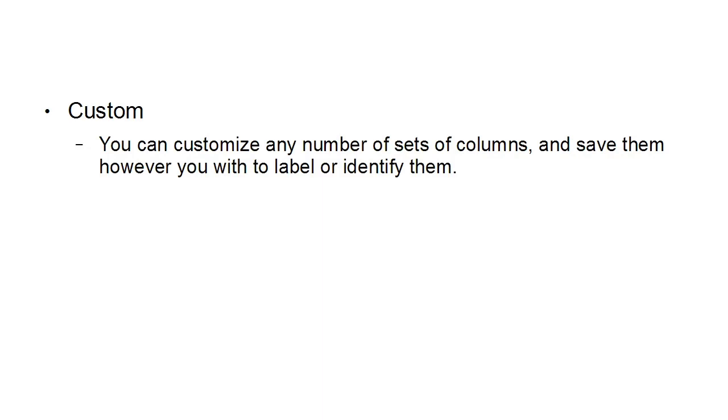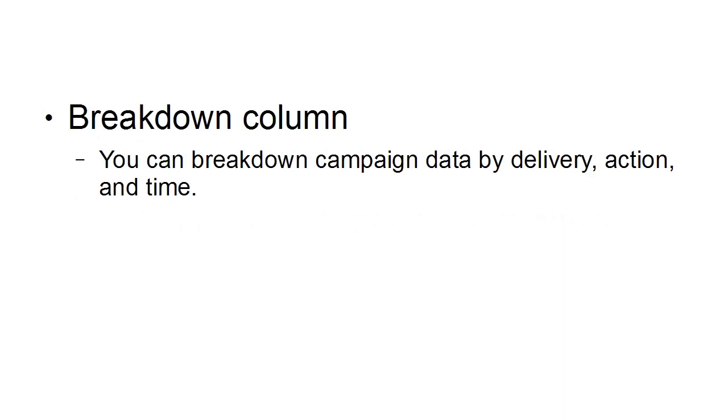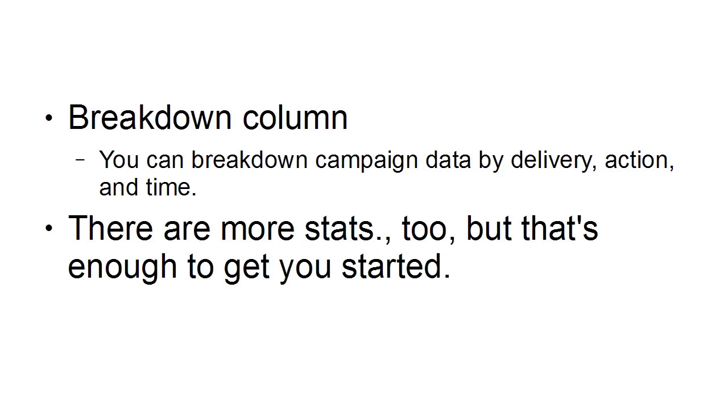And you can also customize the statistics that you want. And you can customize any number of sets of columns and save them however you wish to label or identify them. And each custom column set can include any combinations of metrics related to performance, engagements, videos, website, apps, events, clicks, and settings. You can also take a look in the breakdown column, and you can break down campaign data by delivery, action, and time. Now, there are more stats too, but I think that's enough to get you started.